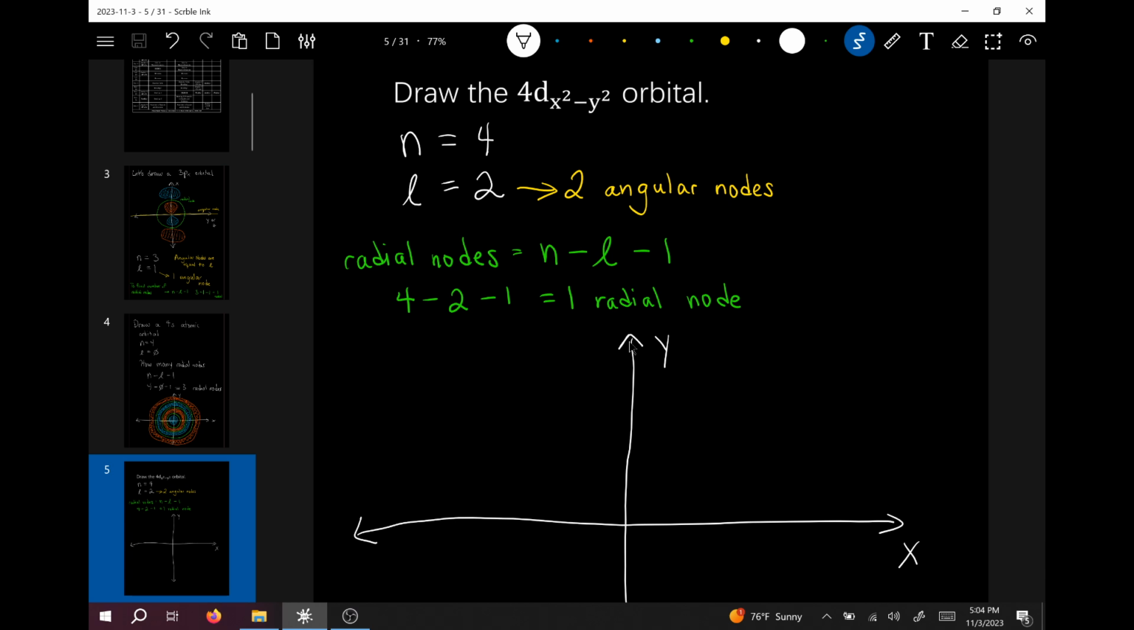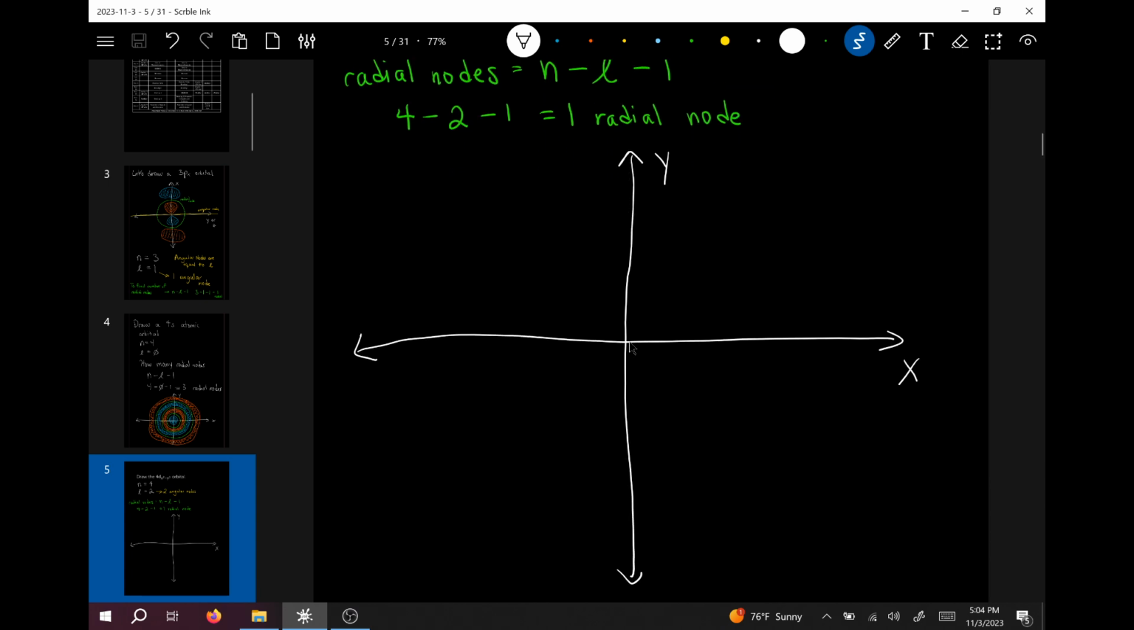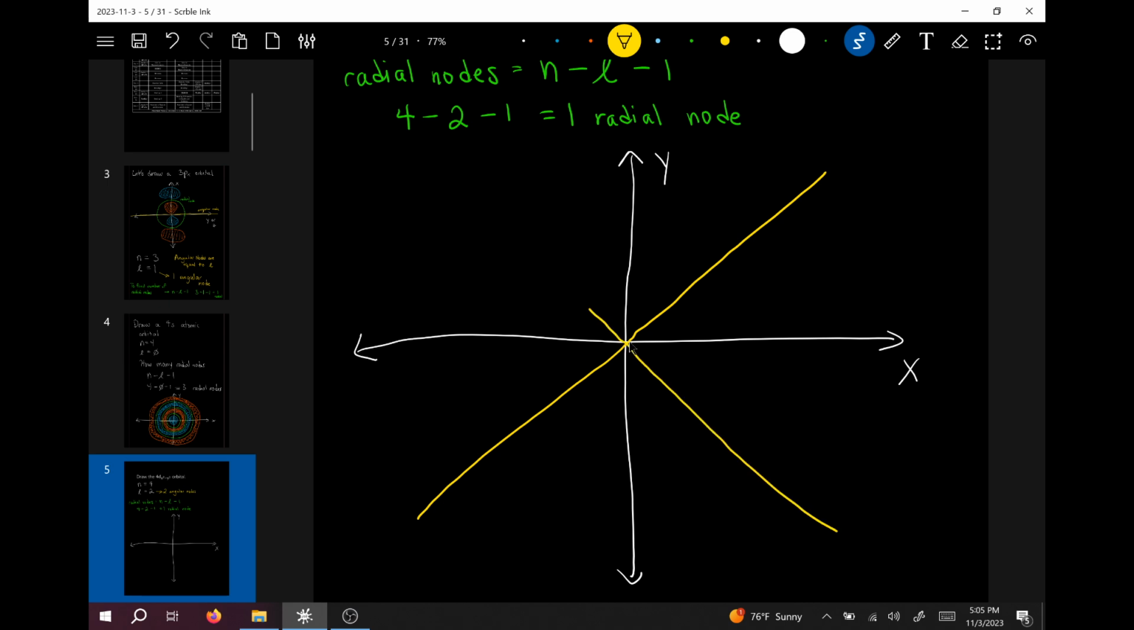And for just an x squared minus y squared d orbital, the lobes in which the electrons can exist are going to be aligned with the xy axes. So my angular nodes are actually going to be off. They're going to be 45 degrees off of the xy axes. So I'm going to draw the first one from the origin out in this direction. This is my first angular node. And then I'm going to draw the second one to make kind of like this X here.